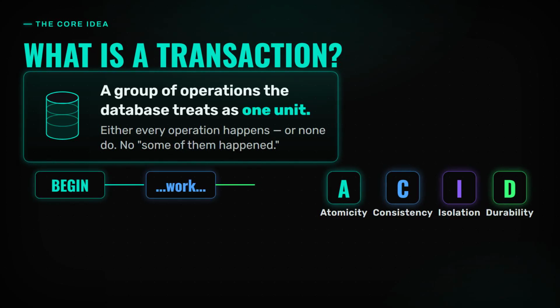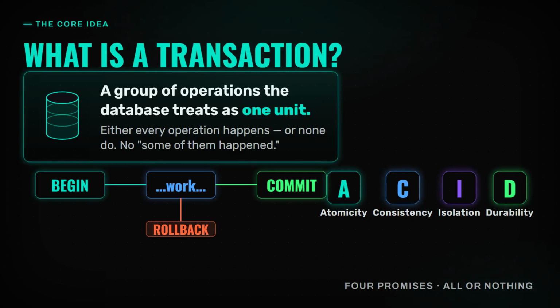In SQL, a transaction starts with BEGIN and ends with COMMIT. If something goes wrong in between, the database does a ROLLBACK and pretends nothing happened. Everything inside that block is treated as a single, indivisible event. Stick this in your brain forever. A transaction is the database promising you that a group of changes will be all or nothing, even if the world ends in the middle.